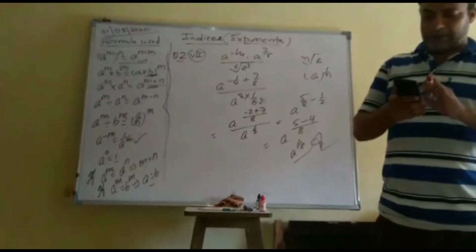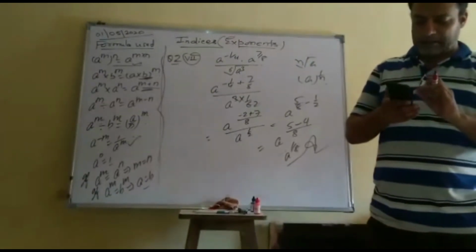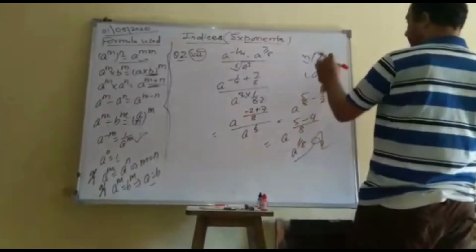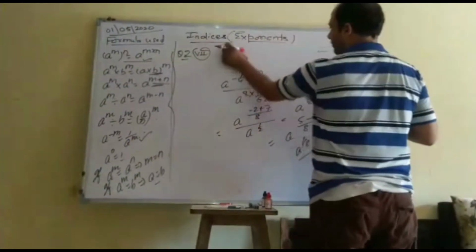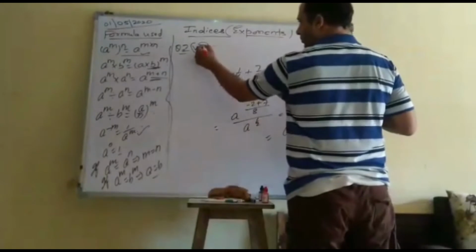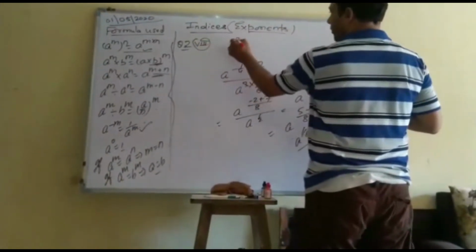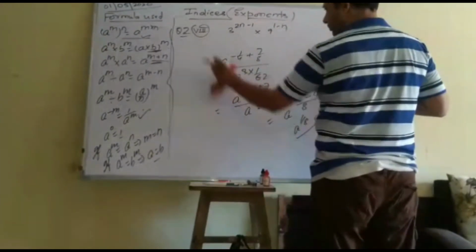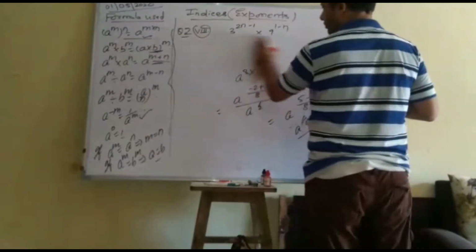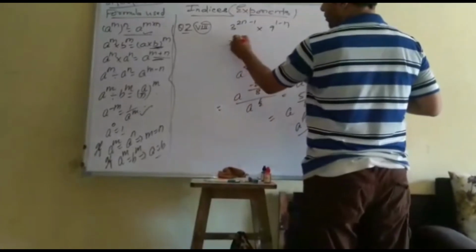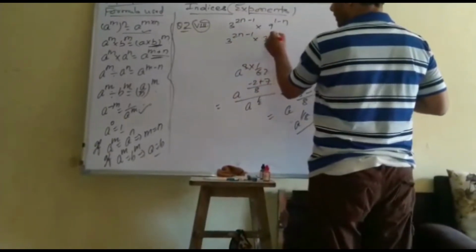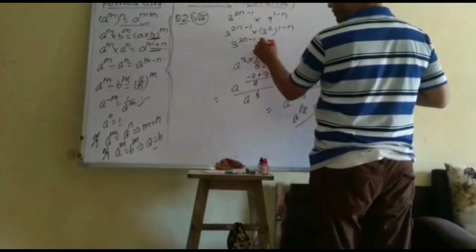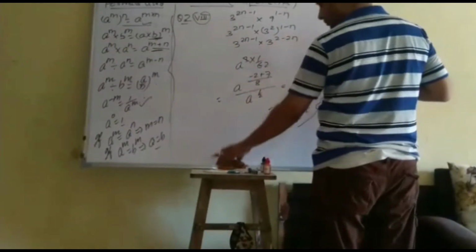Now look at question number 8, sub parts. 3 raised to power 2n minus 1 into 9 raised to power 1 minus n. So 3 raised to power 2n minus 1 into 3 square raised to power 1 minus n. So it will be 3 raised to power 2n minus 1 into 3 raised to power 2 minus 2n.